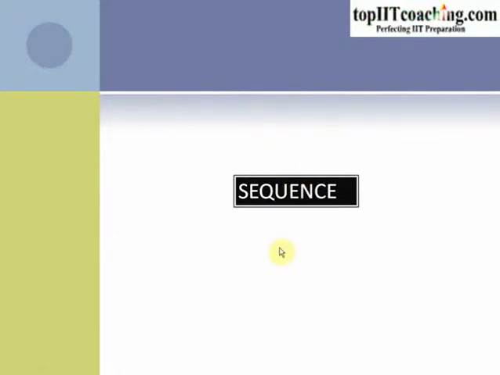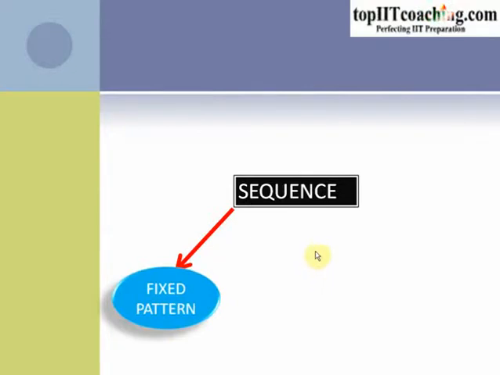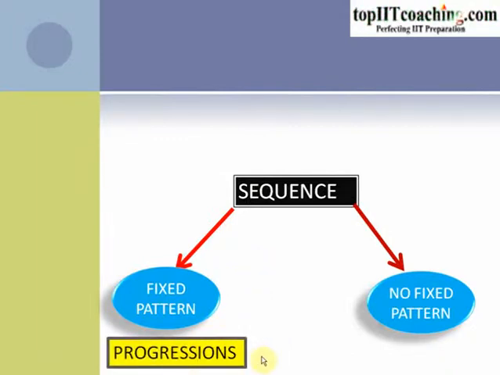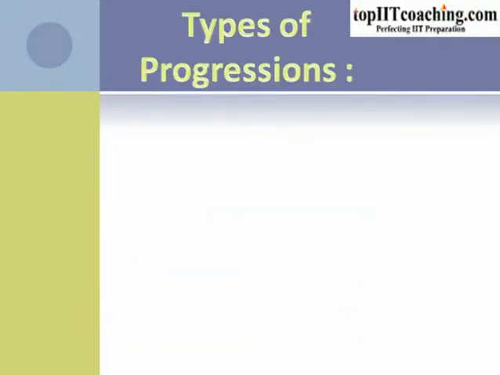So we can say that if we have a sequence, then there are two choices. Either this sequence could follow a fixed pattern or the sequence could not have a fixed pattern. If the sequence follows a fixed pattern, then such a sequence is known as a progression. So progressions are sequences in which the terms or the elements follow a fixed pattern or a fixed rule.